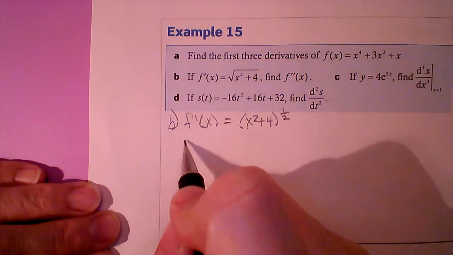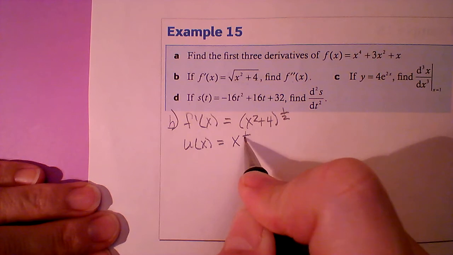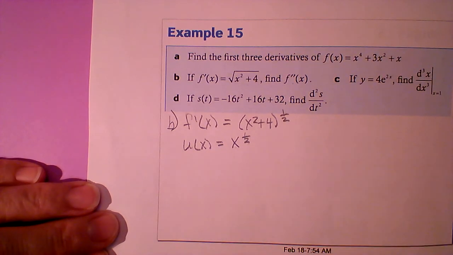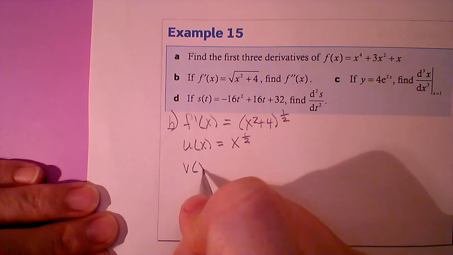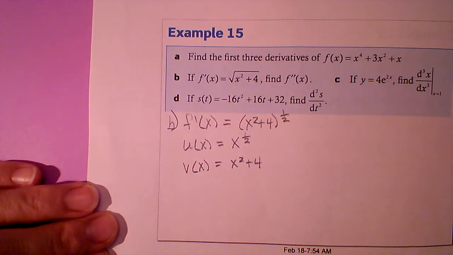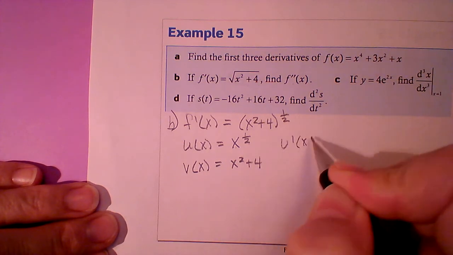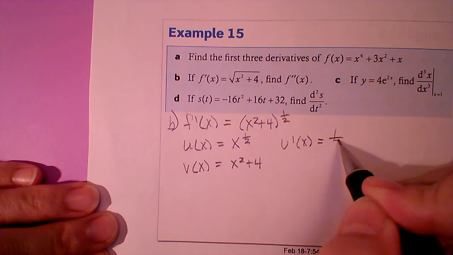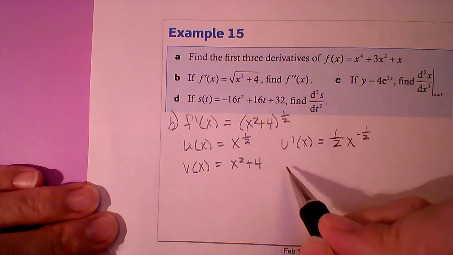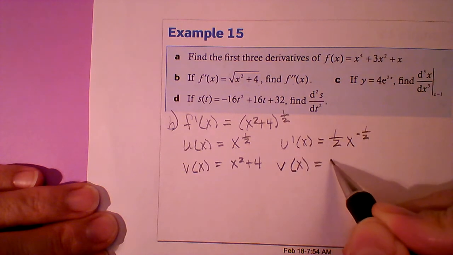Now my outer function, u of x, is the square rooting function. I change my inner function just to be f. My inner function is x squared plus 4. So now I'm going to take the derivative of my outer function. So u prime of x is going to be 1/2 x raised to the negative 1/2. And now I'll take the derivative of my inside function, which will be 2x.